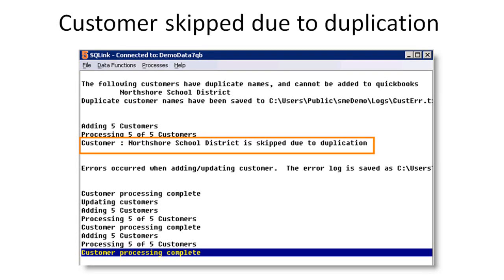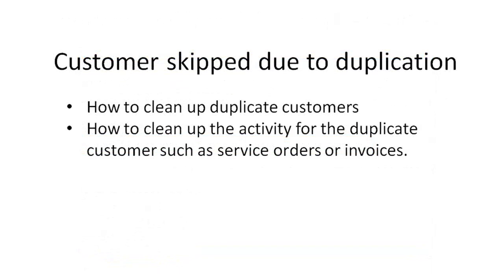If you receive an error in SQLink that a customer is skipped due to duplication, this means there is a duplicate customer in SME, and SQLink skipped syncing this record. This video will show you how to clean up duplicate customers, and if there is any activity for the duplicate customers, such as service orders or invoices, how to clean up those so they sync properly to QuickBooks.